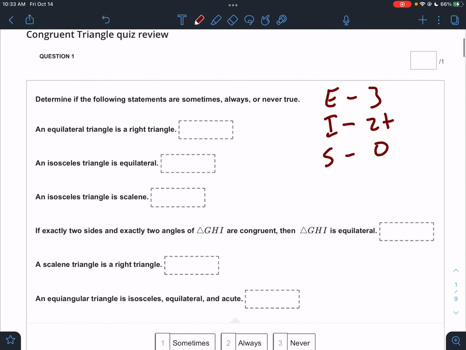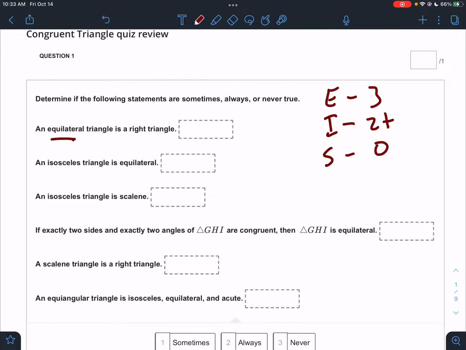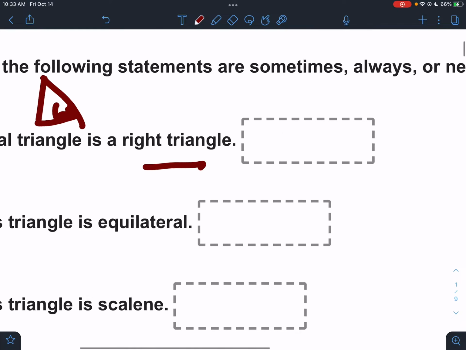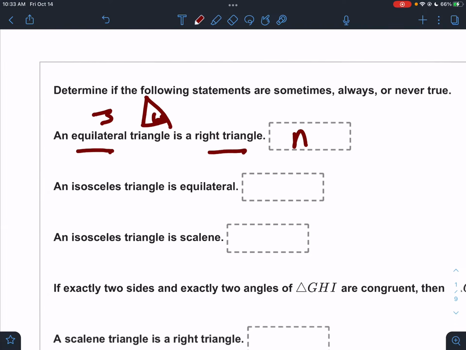Sometimes, always, or never. An equilateral triangle, so that's 3 equal sides, is a right triangle. Well, if all the sides are equal, that means all the angles are equal, which means all the angles are 60. That is never going to be a right triangle.